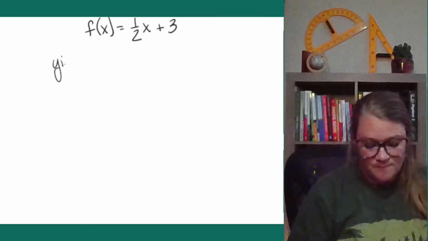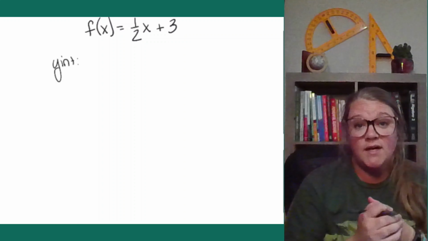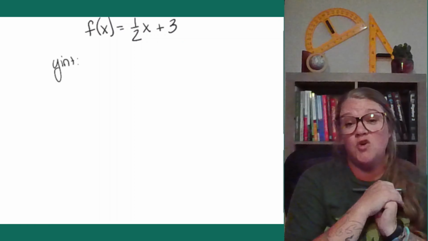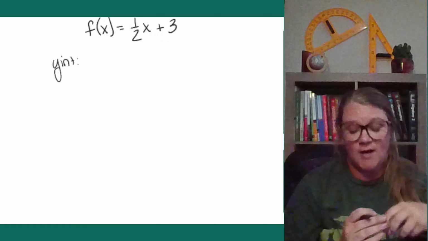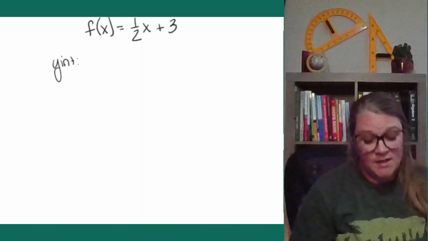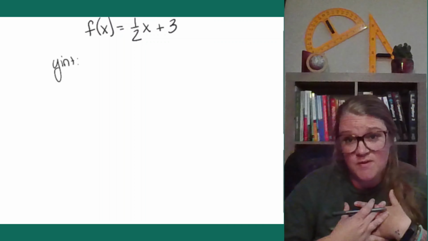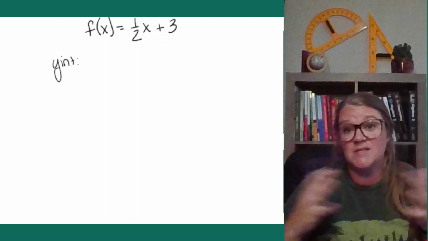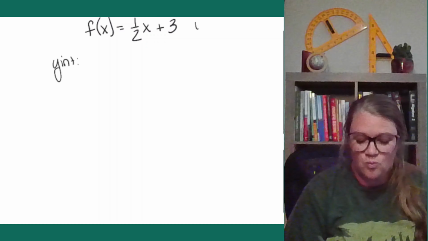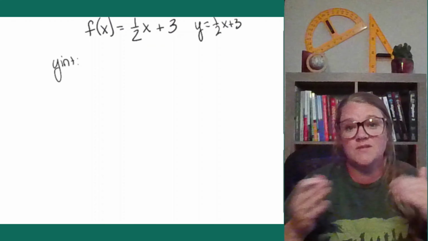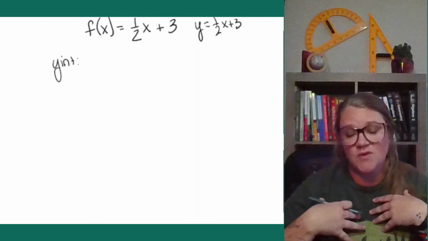So to find the y-intercept, we said we want to know what is y when x is 0. So we're plugging a 0 in for x. Now this looks a little bit different. And remember, this is what I said earlier: f of x is the same as y. So in this one, it might be a little bit easier to rewrite this as y equals 1/2 x plus 3. Then we have the x's and y's to look at. That's what I'm going to use for this one.